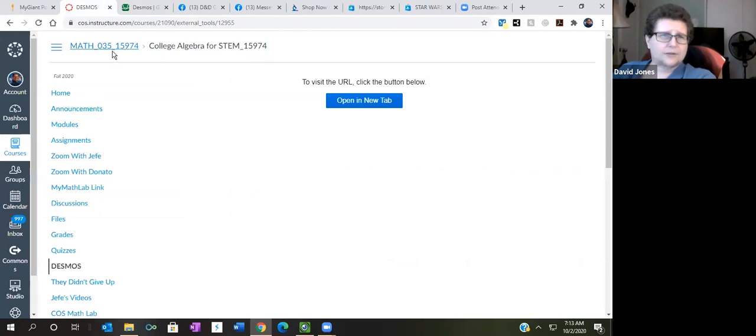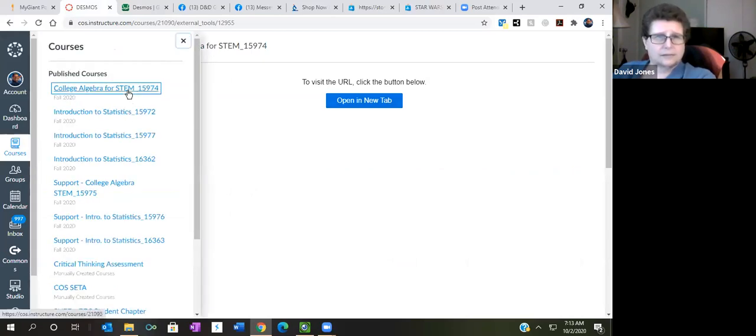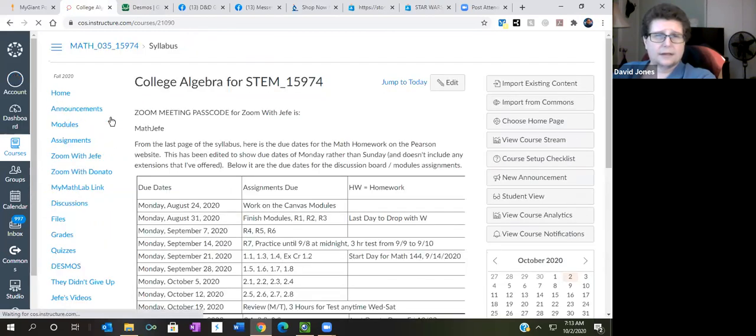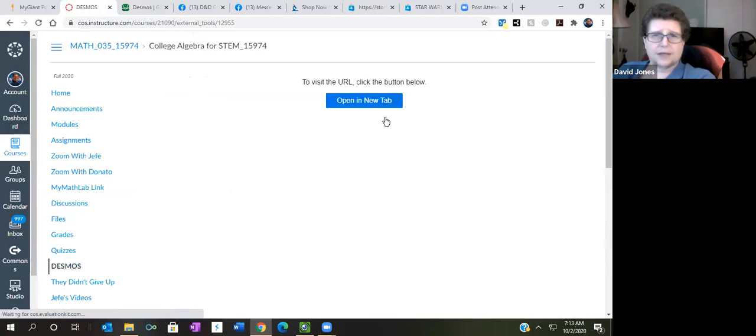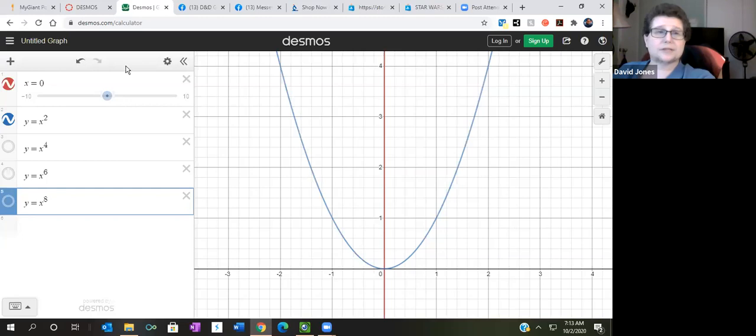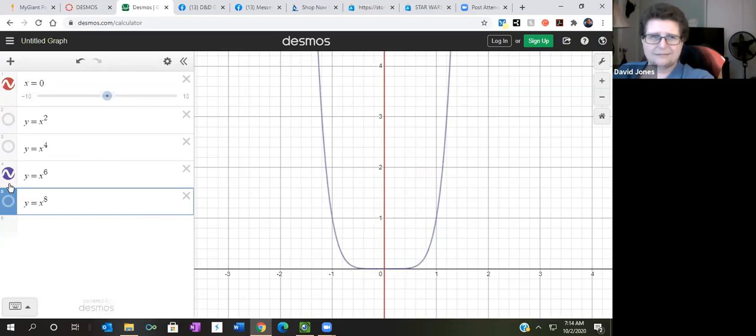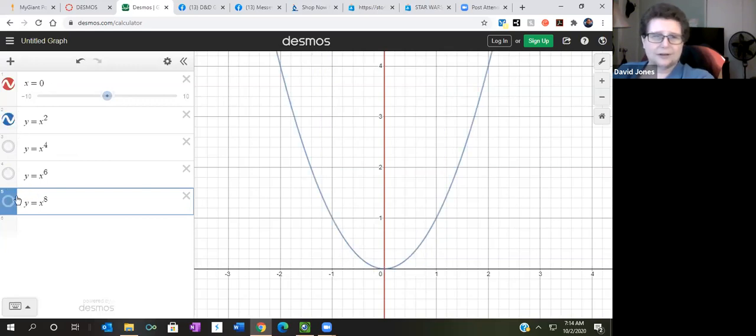So if we're in our Canvas course, and you click on Desmos, and you open it in a new tab, it's going to take you to Desmos. I plotted x equals 0 as a red line, and then this is y equals x squared. It's symmetrical about the y-axis. Y equals x to the 4th, also. Y equals x to the 6th, also. Same thing with y equals x to the 8th. And what I was trying to show earlier is when we raise that even exponent, look what happens.